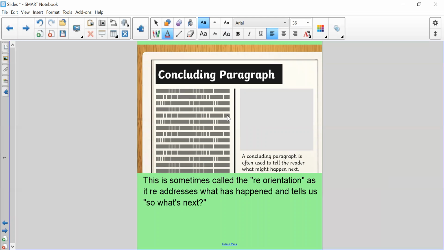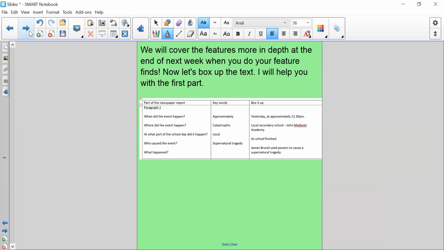Concluding paragraph. This is sometimes called the reorientation as it readdresses what has happened and tells us, so what's next? So what I would like you to think about is what tense would it change to in the last paragraph? We will cover the features more in depth at the end of next week when you do your feature find.